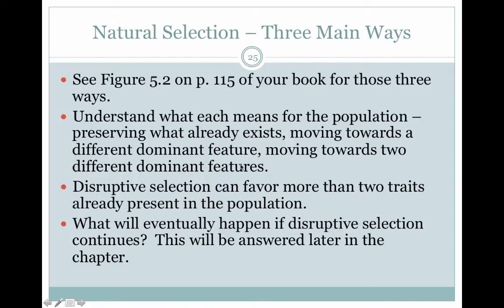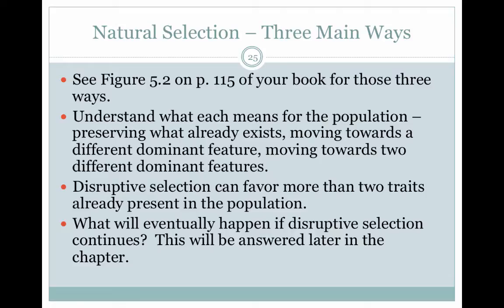We are now on question 7, by the way, of your reading or your guided learning questions. So, look at figure 5.2 on page 115 of your book for the 3 ways that natural selection takes place, or the 3 trends, I suppose I should say. Please understand what each means for the population. It either preserves what already exists, it moves towards a different dominant feature, or it moves towards 2 different dominant features. Disruptive selection can favor more than 2 traits.